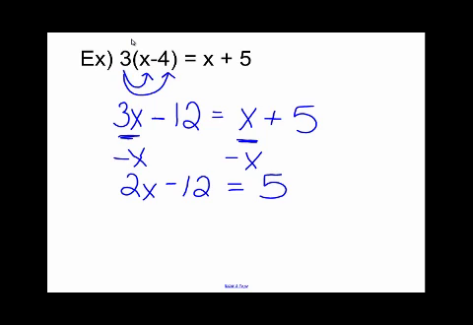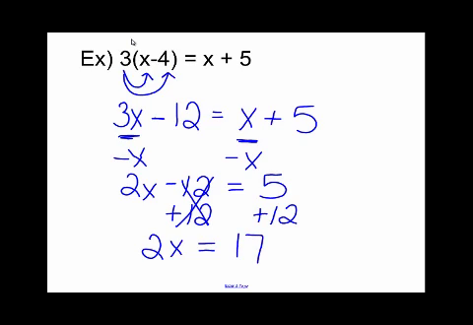Next thing I'm going to do is add 12. We want to get rid of that 12 here, so I'll add 12 on the left, which means I also have to add 12 on the right hand side. That leaves me with 2 x's. These two cancel each other out. 2 x's on the left is equal to 5 plus 12, which is 17.